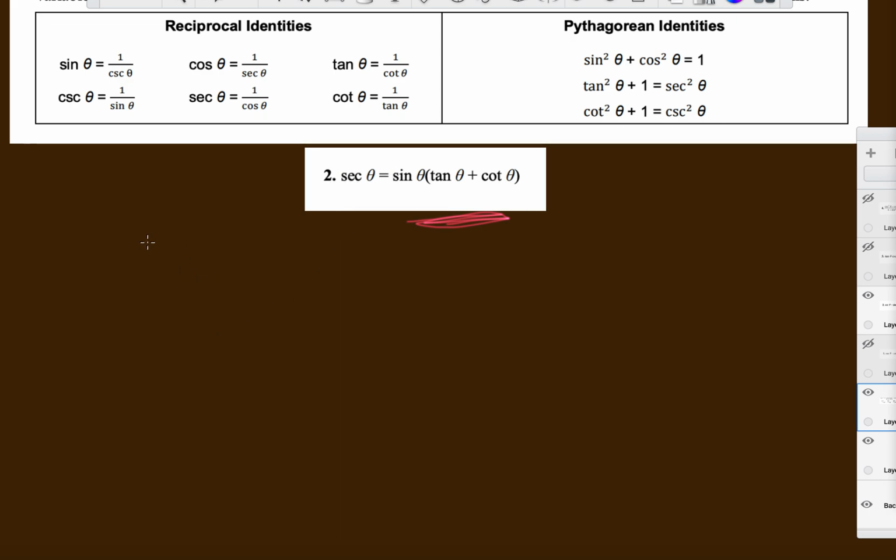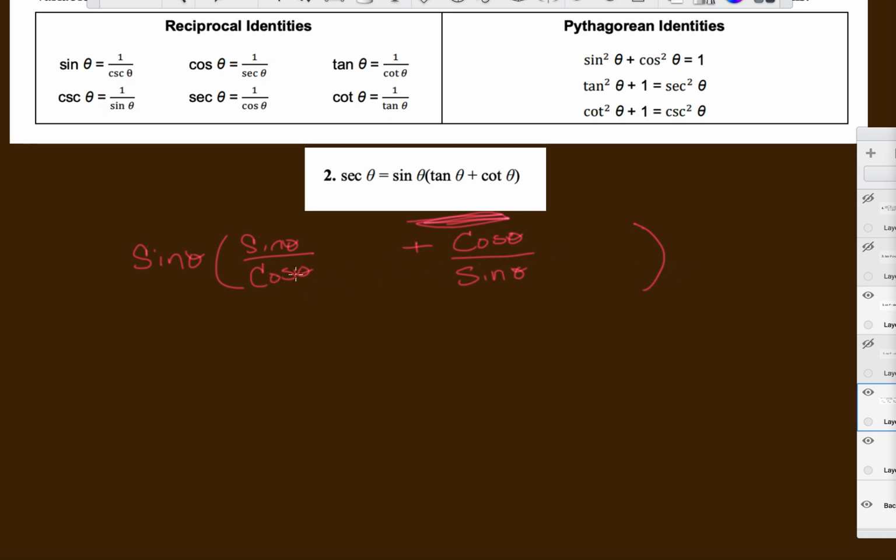So I'm going to simplify this side, and I have sine, and I'm just going to leave that alone for a while because it's already in sine or cosine fashion. But I'm going to do tangent, which is sine over cosine. And I'm going to leave some room here because I have to do something with it. And then I have cotangent, which is obviously the reciprocal of tangent. So it's cosine over sine.